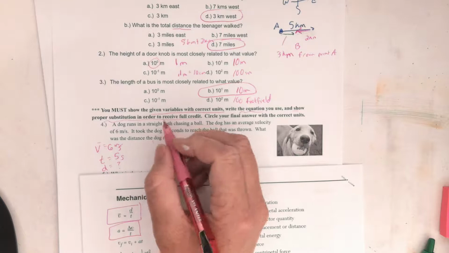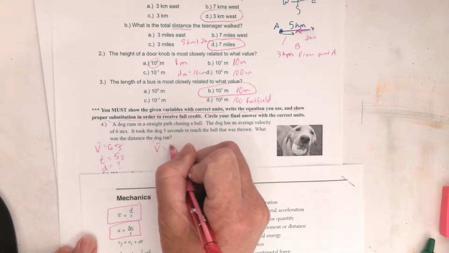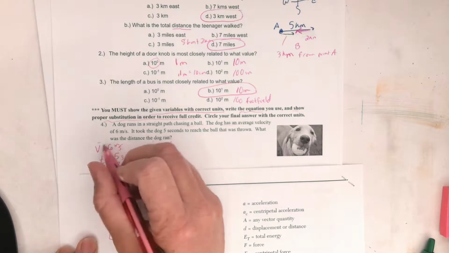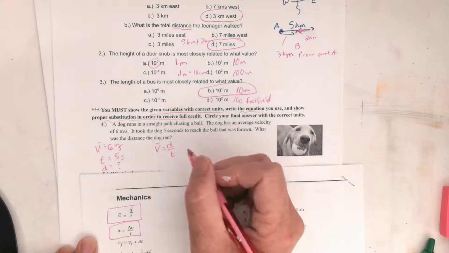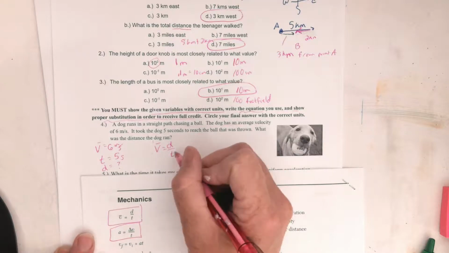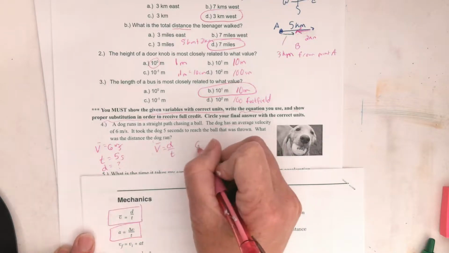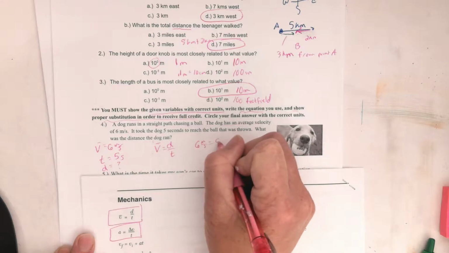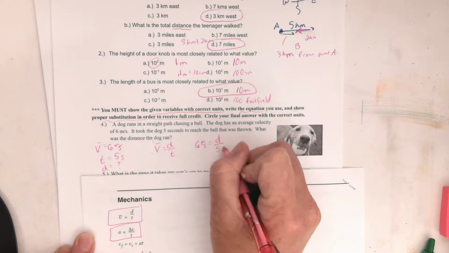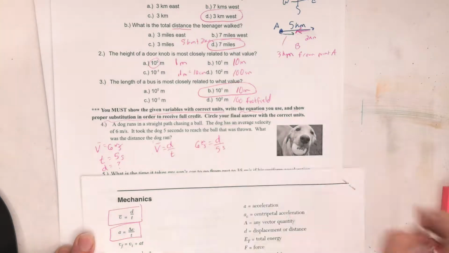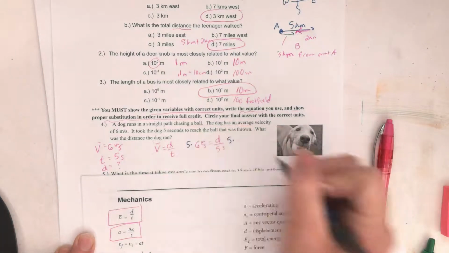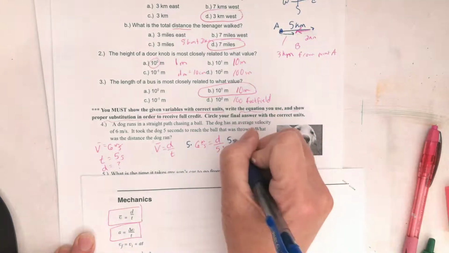Write your equation. That's part of the rules. V average equals D over T. It probably will slow down and speed up, but all we care about is that the normal pace was about 6 meters per second. Plug in what we know and what we don't know. I'm trying to solve for D. There's 2 ways you can do that. You can plug this information in right now. 6 meters per second equals D over T, and T is 5 seconds. Then you have to multiply by 5 seconds on both sides.